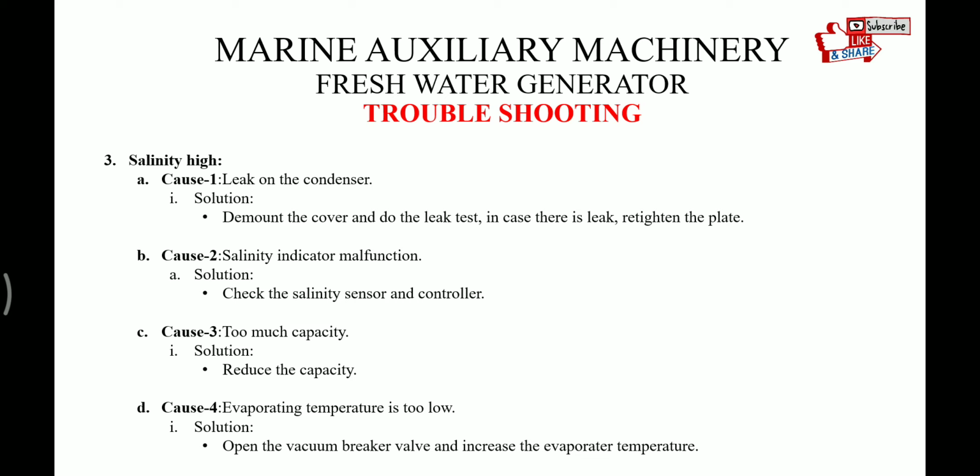Fourth cause is evaporating temperature is too low. In that case, open the vacuum breaker valve and increase the evaporation temperature. As we know, boiling temperature is directly proportional to the vapor pressure. So in that case, we just need to increase the pressure inside the freshwater generator.